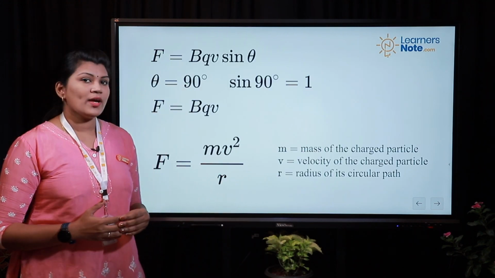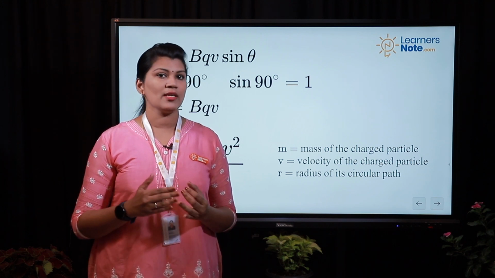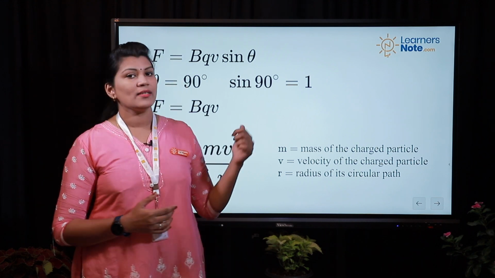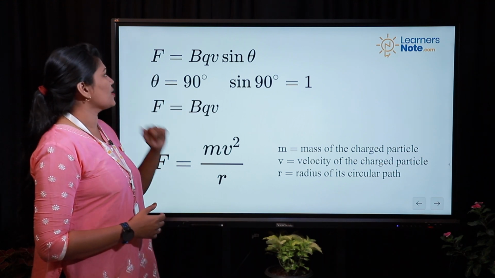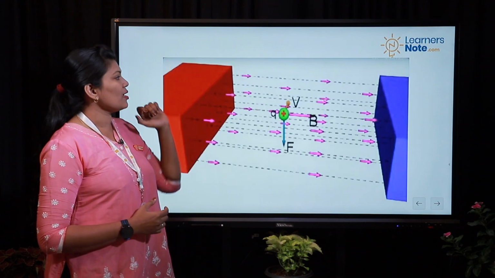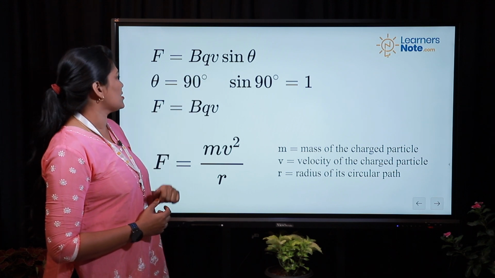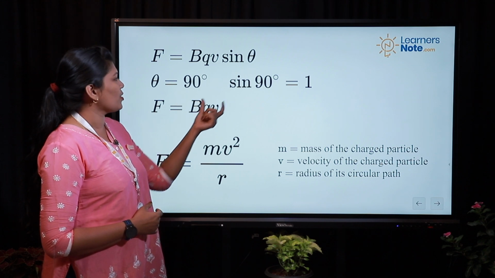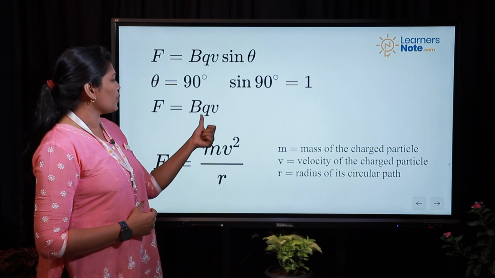Next we are going to find expressions for the time period and the frequency of rotation of this charged particle, and also the radius of that rotational motion. For that, we consider the force F equals BQV sin theta. This force is due to the uniform magnetic field. If theta is equal to 90 degrees, this equation becomes BQV because sin 90 is equal to 1. So our force becomes BQV.